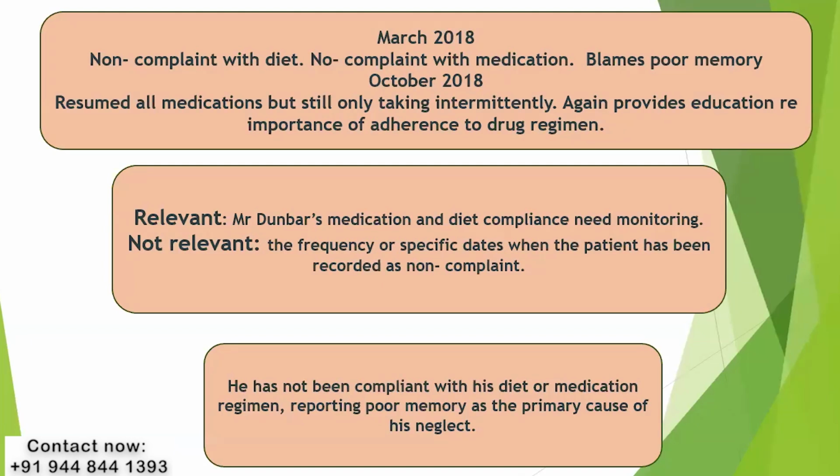How will the sentence be? He has not been compliant with his medication. Here you can see I have put his diet or medication regimen. If you are not using the pronoun "his", you have to use an article before diet, because diet is countable, even if it is low fat, low salt, or any diet. So you have to use "a" or "an" according to the vowel sound, or you can use the pronoun as well. And, comma, reporting poor memory as the primary cause of his neglect.